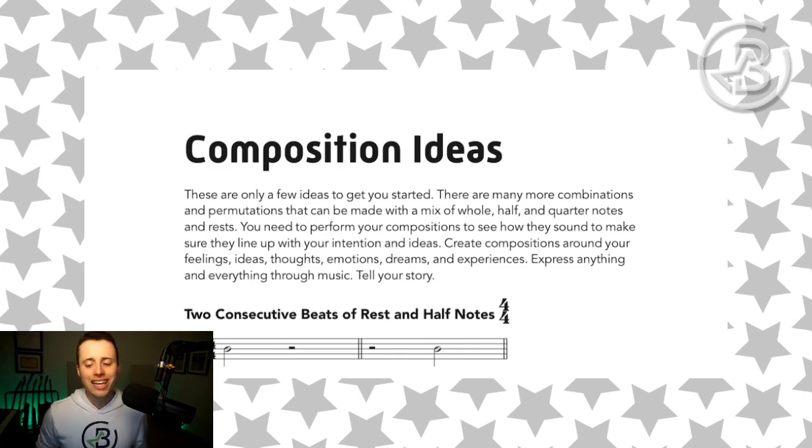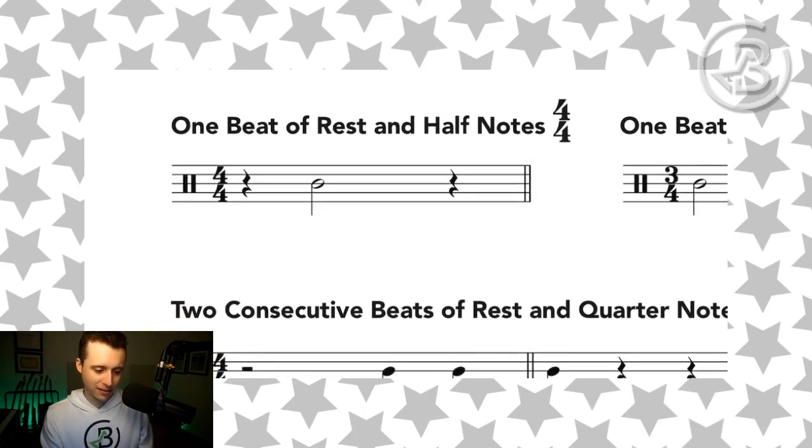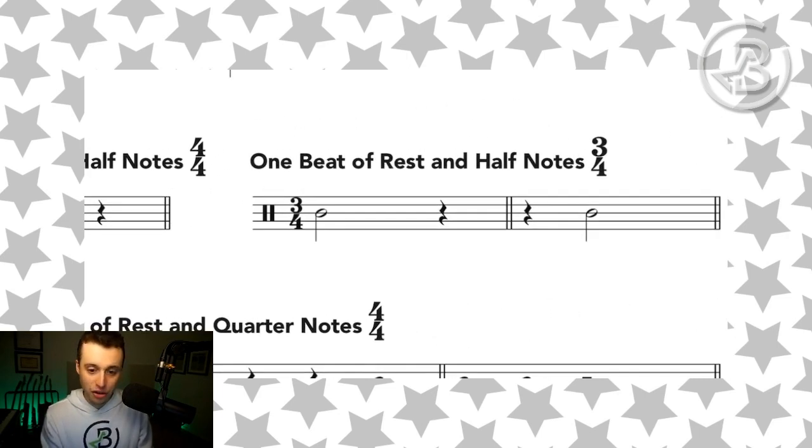In this lesson, we are going to give you some composition ideas for you to start writing different rhythmic compositions with for either 4 measures or, as you learned how to do a couple lessons ago, 8 measures at a time. So these are just 1 measure examples of different combinations of notes and rests. Here's 2 examples of 2 beats of rest in a row using half rests in 4-4. Here's 1 beat of rest and a half note. That's fun. Here's 1 beat of rest and a half note in 3-4.